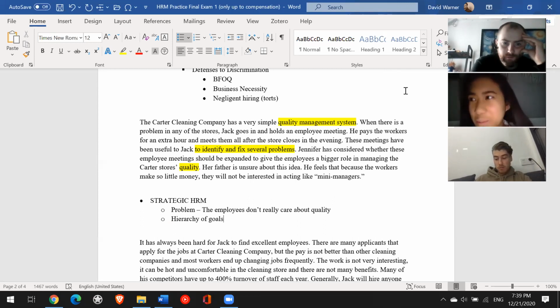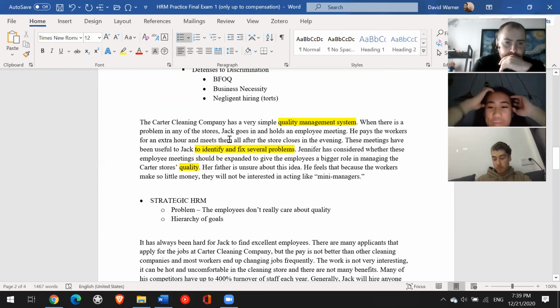From the top to the bottom, like everyone has to be on the same page of the goals. Sure, that's fine. Saying it that way is correct. I'm not asking for any sort of specialized language. Yeah, everybody has to be on the same page from the top to the bottom about the goals of the company. So that if the goal of the company is to have good quality, right now the managers, Jack and Jennifer, they think that's the goal, but the employees don't necessarily think that's the goal.